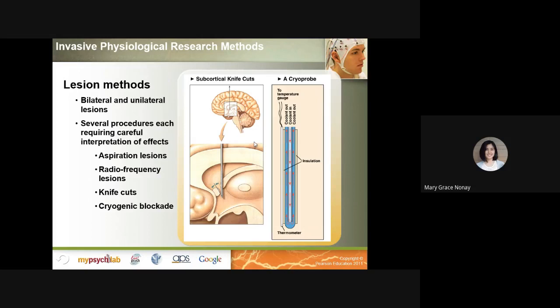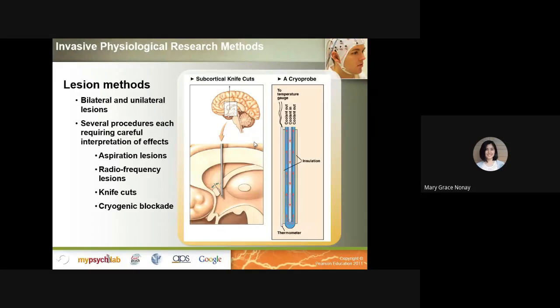And lastly, we have the cryogenic blockade. So, this is an alternative to destructive lesions. Okay? So, when a coolant is pumped through an implanted cryoprobe, pareho yung nandito. Okay? We have there the cryoprobe. So, the neurons near the tip are cooled until they stop firing. So, kung kanina yung sa radio frequency lesions, heat naman yung ginagamit, dito naman it's more of a coolant.